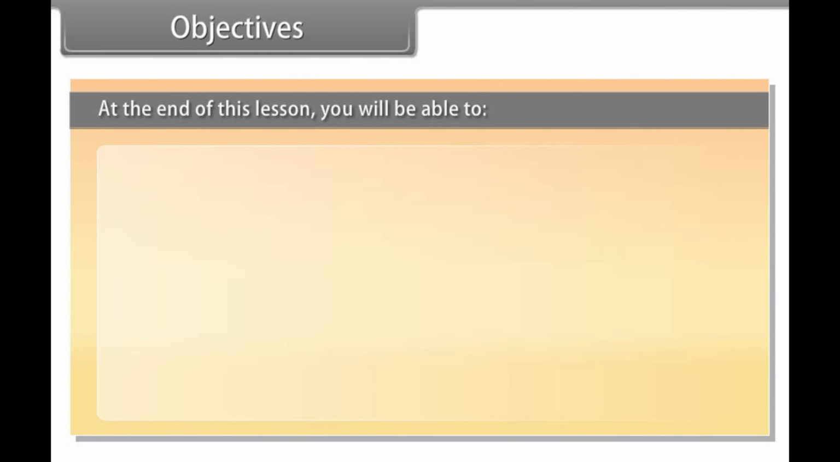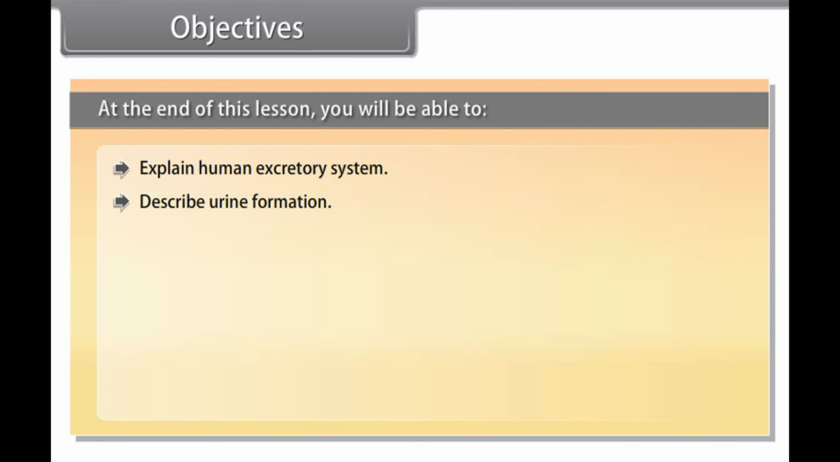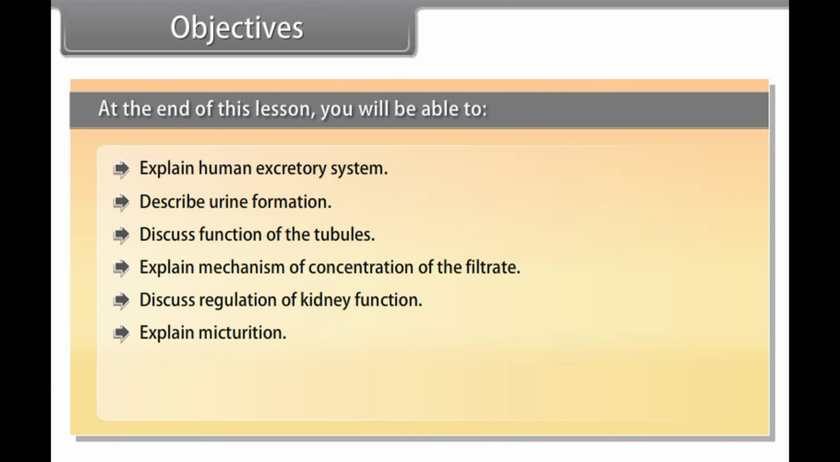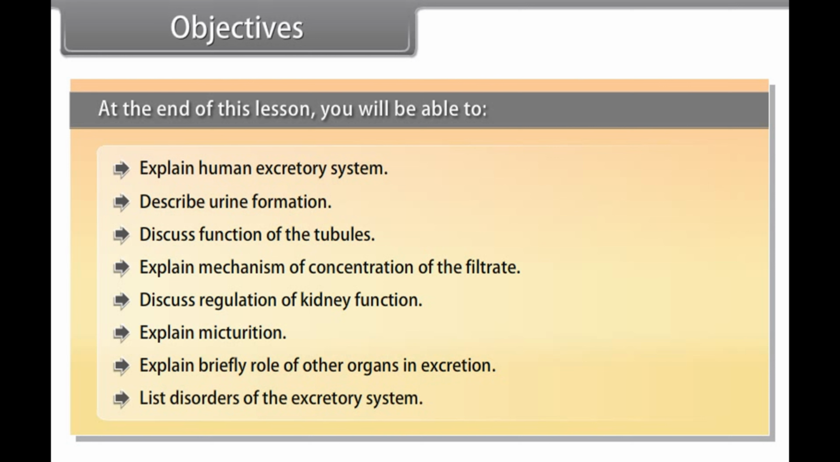Objectives. At the end of this lesson, you will be able to explain the human excretory system, describe urine formation, discuss functions of the tubules, explain the mechanism of concentration of the filtrate, discuss regulation of kidney function, explain micturition, explain briefly the role of other organs in excretion, and list disorders of the excretory system.